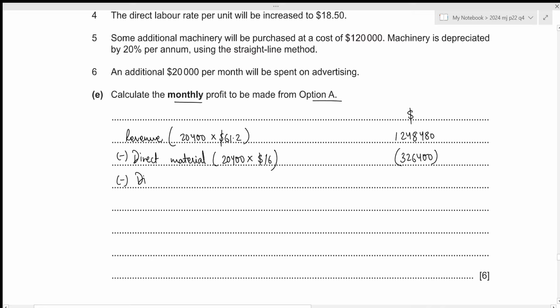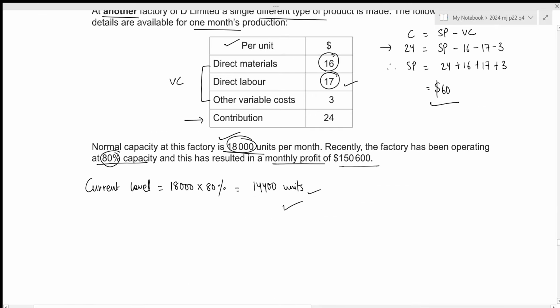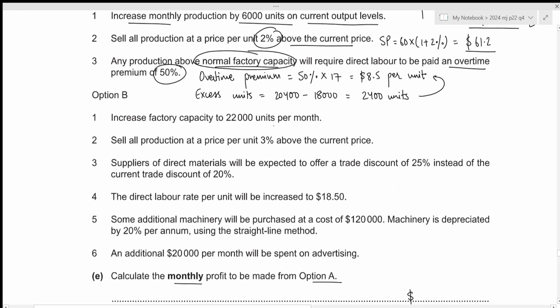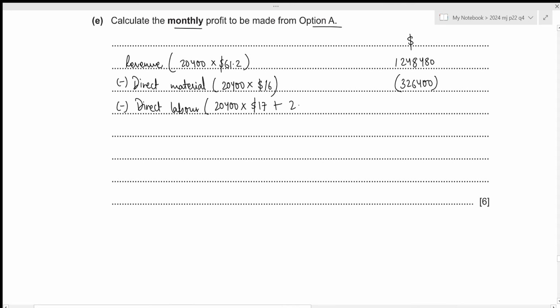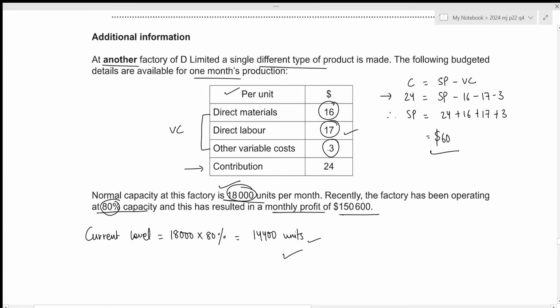Then we will subtract the direct labor. For direct labor, we'll pay the normal rate for all 20,400 units, and the normal rate was 17 per unit. And for the excess units, for these 2,400 units, we also have to pay an overtime premium of 8.5 per unit. So that will be 2,400 times 8.5. This results in the value of 367,200. Then we also have, I think, the other variable cost, and that is 3 per unit.